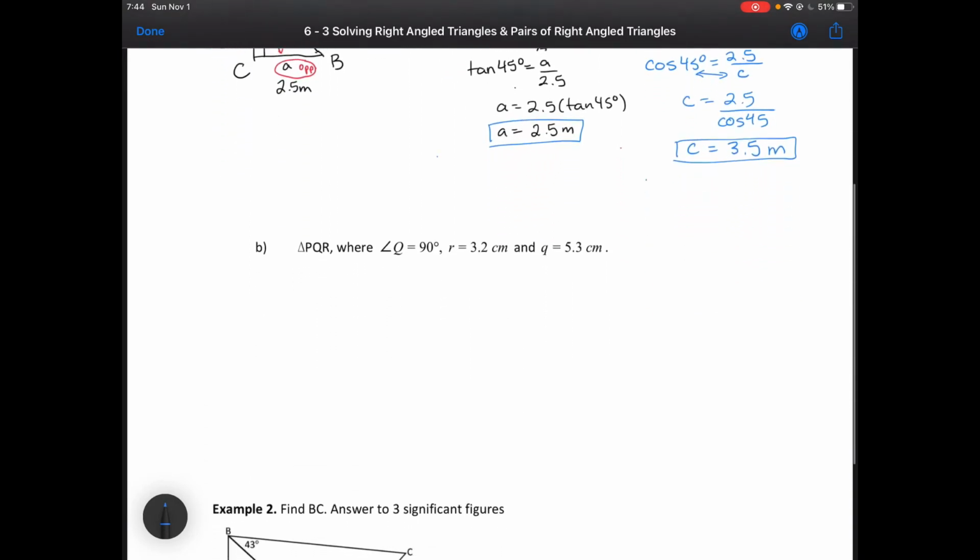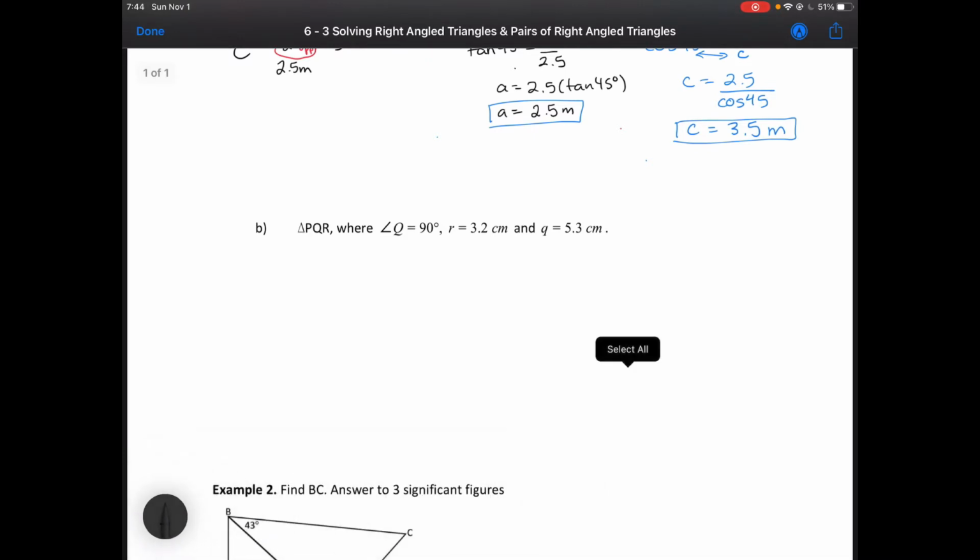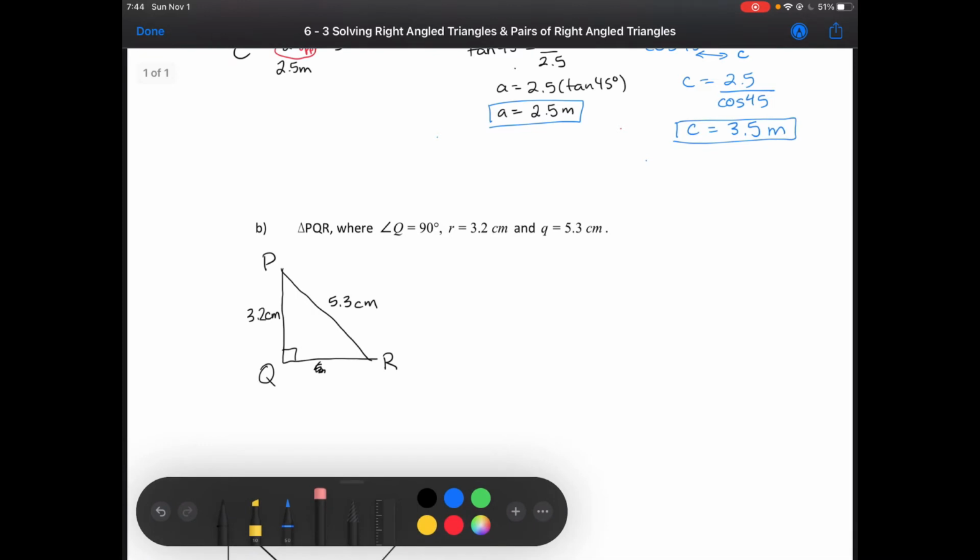Let's do another example here. Now I'm looking at triangle PQR, where angle Q is 90, r is 3.2, and q is 5.3. Again, I'm going to start off by drawing a diagram, putting my right angle there and my two other pieces. I know that little side r is 3.2 centimeters. That is the side directly across from angle R. And q is going to be right across from angle Q, which is 5.3 centimeters.